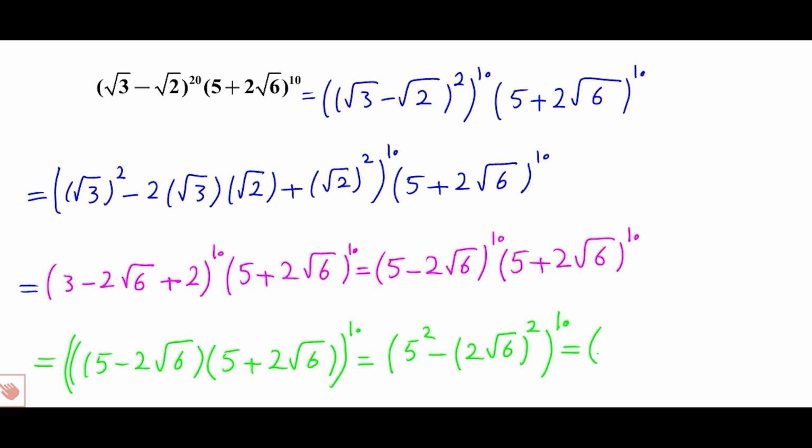So we have 25 minus 2 times the square root of 6 whole squared, which is equal to 4 times 6, which is equal to 24. 24, whole to the power of 10. 25 minus 24 is equal to 1, to the power of 10, is equal to 1.